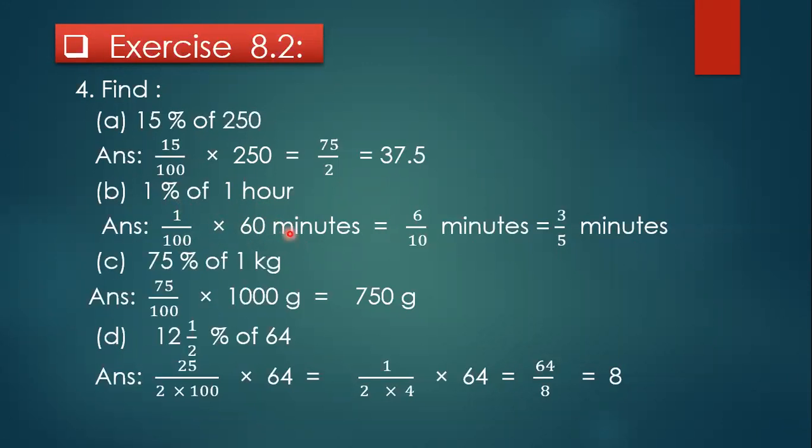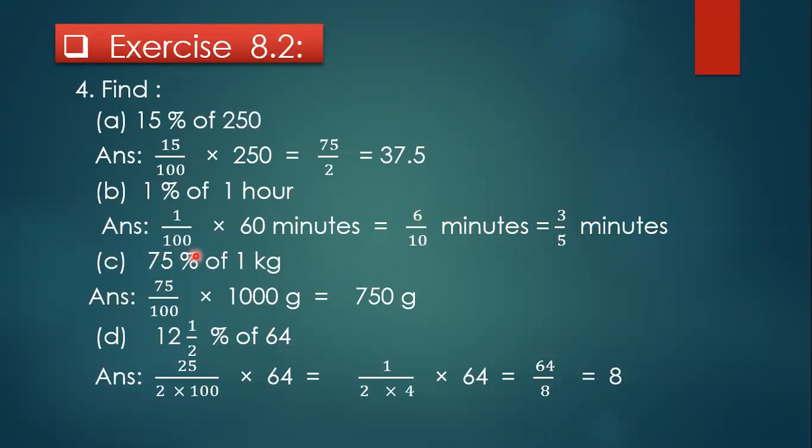Here this 100's 0 and 60's 0 we can cancel. So it will be 6 upon 10. 6 upon 10, when we convert into reduced form, we will get 3 by 5. Both are dividing by 2. 3 2s are 6 and 5 2s are 10. So it will be 3 by 5 minutes.